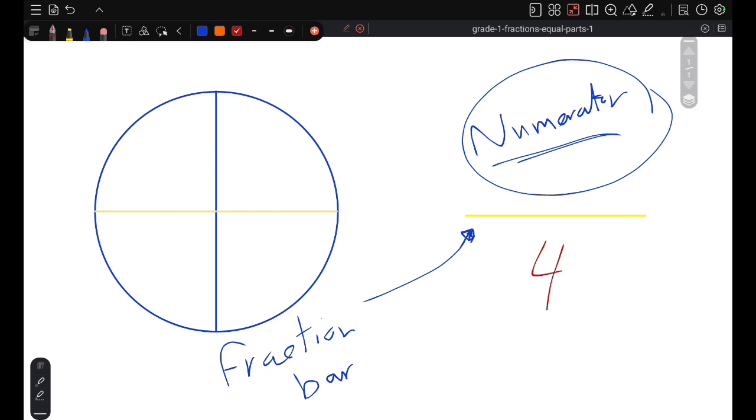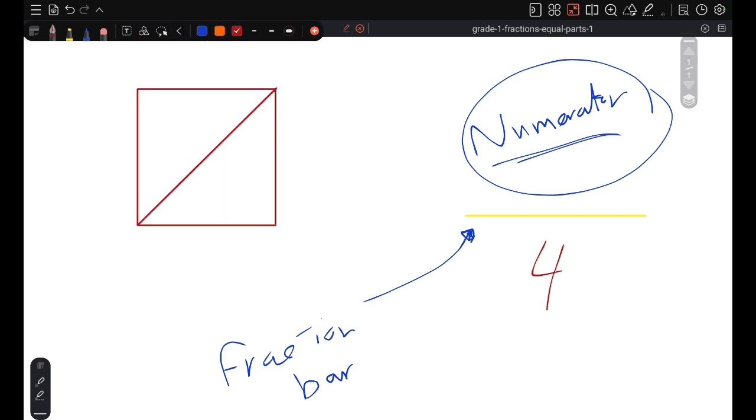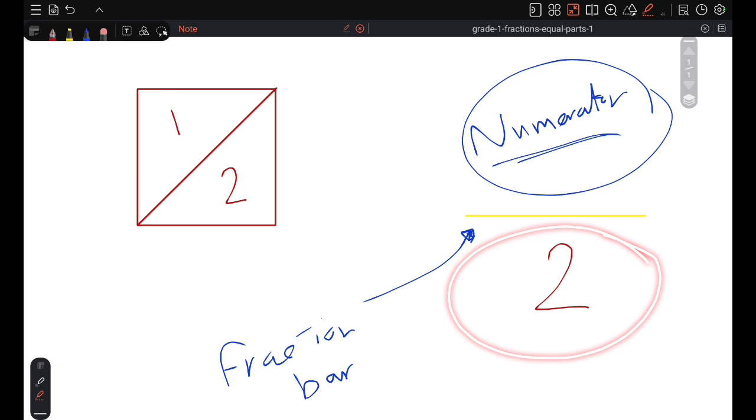If I erase this line, how many parts do I have now? I have 2 parts, 1 and 2. So the number down now will be 2, because I have 2 equal parts. The denominator represents the total number of equal parts in this shape. If I have 3 parts, the denominator is 3. If I have 4 equal parts, the denominator is 4.